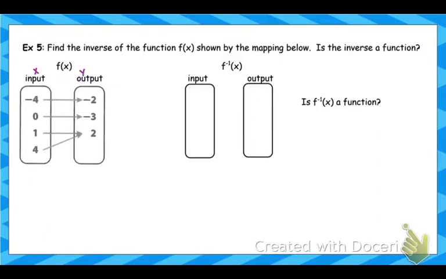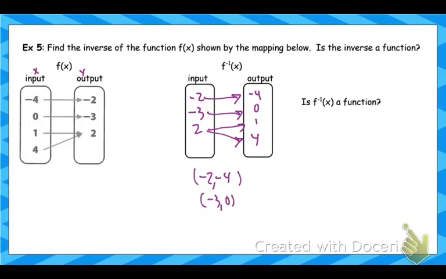So to find my inverse, I just have to switch x's and y's. So the input becomes the output, and then they still match up the same way. So -2 still goes with 4, -3 goes with 0, 2 goes with 1, and 2 goes with 4. So the points on this inverse, again, would just be the x's and y's flipped. But if you notice now, the inverse is not a function because, again, every x has to have exactly one y, and on this inverse now, the x value of 2 has two y's that go with it. So the inverse is not a function. But again, we just find that inverse by flipping x and y's.